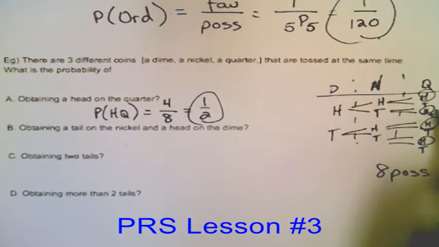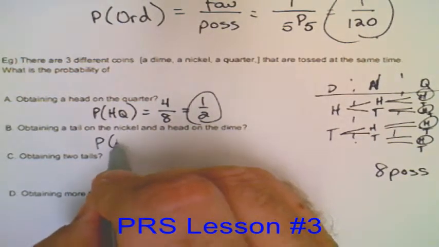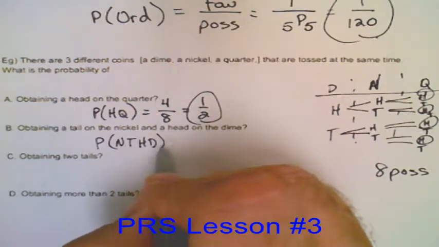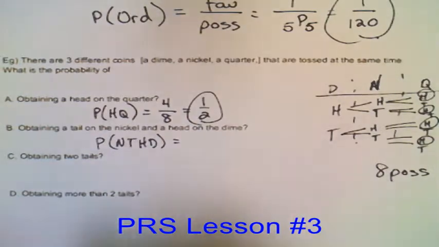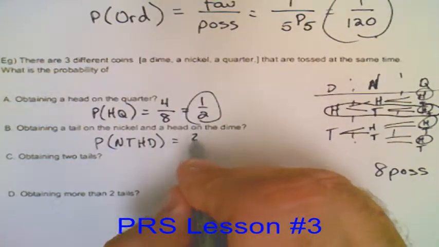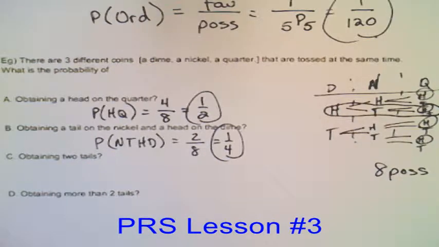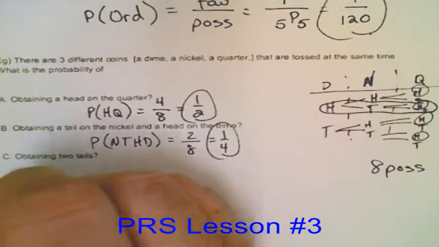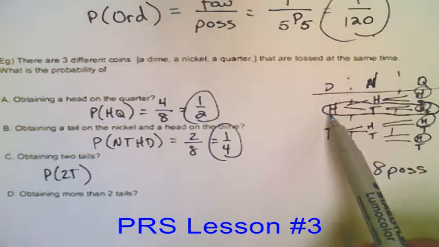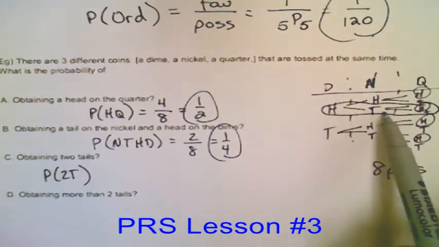Okay? Going from there, probability of obtaining a tail on the nickel and a head on the dime. A head on the dime and a tail on the nickel. Head and a tail. So that's this branch. Okay, head and a tail. And I could either get a head or a tail on this last one. So there are 2 good ways that this could be done. So the probability of a nickel tail and a head on the dime. Okay, nickel tail, head, dime is going to be, there are 2. There are these 2. Okay, they're in that branch there. So there's 2 out of 8, which reduces to 1/4.